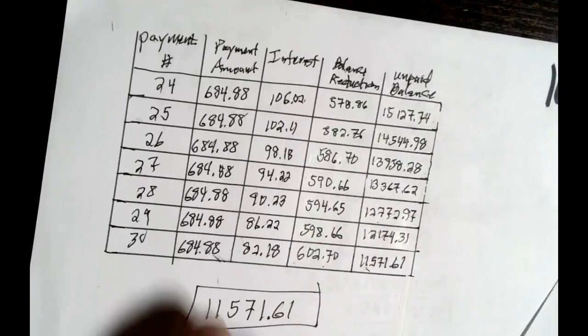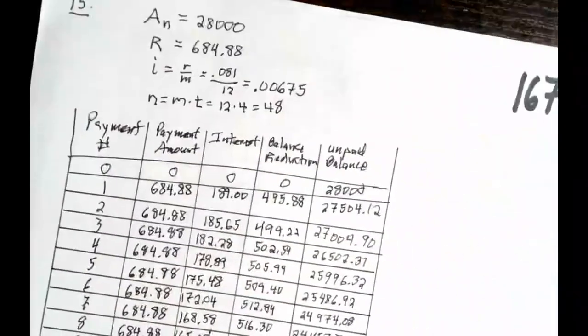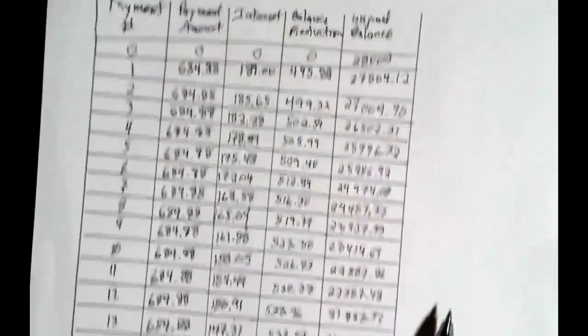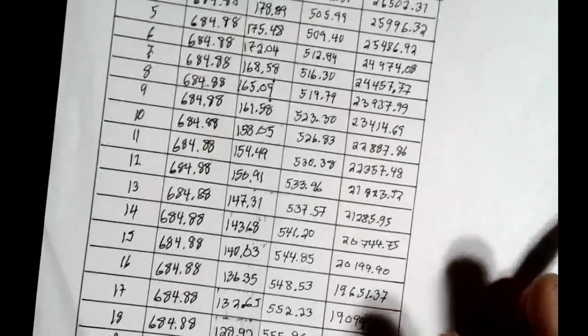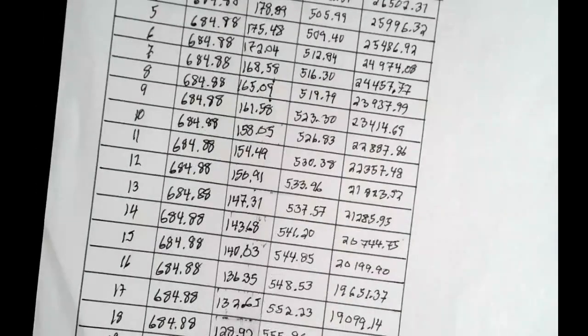So 2.5 years is 30 payments. So you do this whole thing 30 times. Takes a while. Okay.